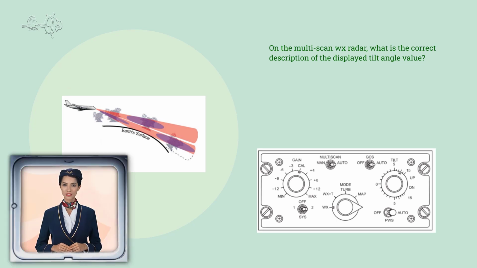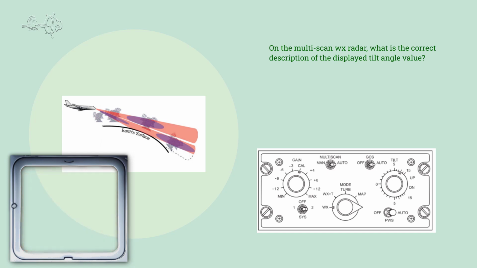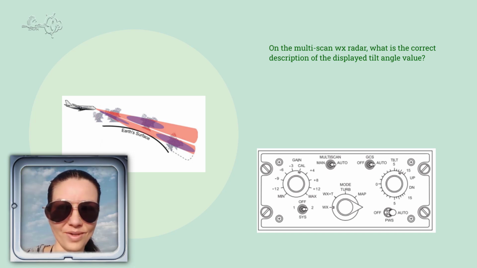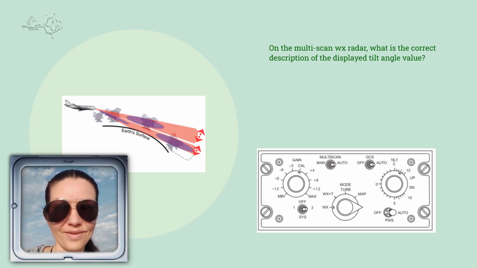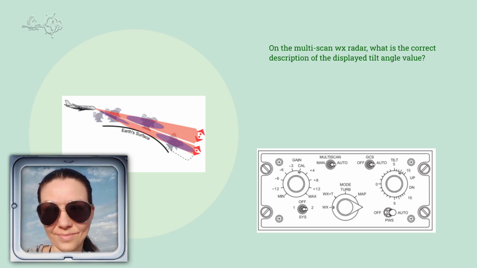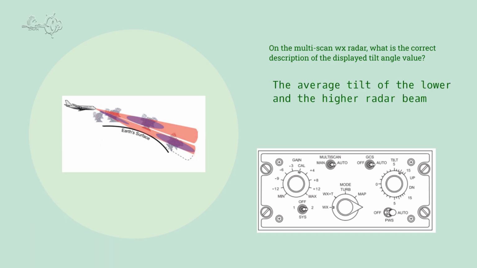What is the correct description of the displayed tilt angle value on our navigation display? When you see the tilt angle displayed, it's actually showing you an average of the lower beam and the higher beam. It's a middle ground that gives you a general idea of the beam's direction.